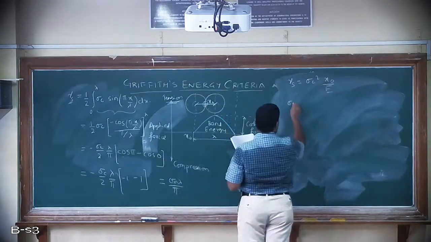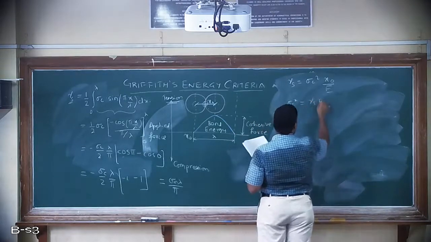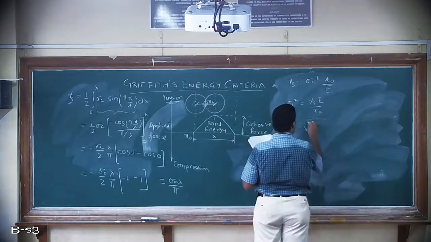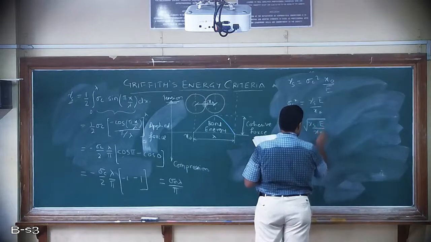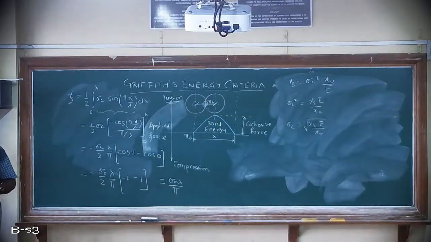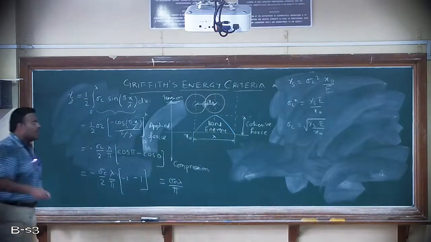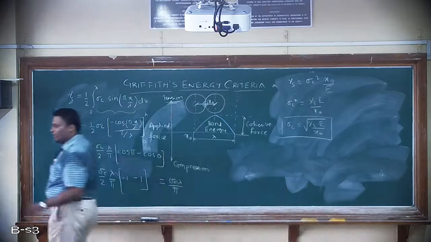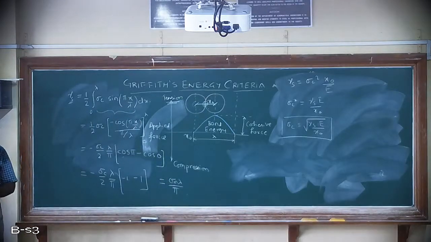So I'll write this as sigma c square will be equal to nu s into E by x naught. So sigma c will be equal to root of nu s into E upon x naught. So we have the equation for the cohesive strength, that is sigma c will be equal to root of nu s into E by x naught. So this equation we call it as the ideal strength or the theoretical strength. And with this cohesive stress we shall now see the Griffiths energy criteria, or it is also called as Griffiths energy balance.